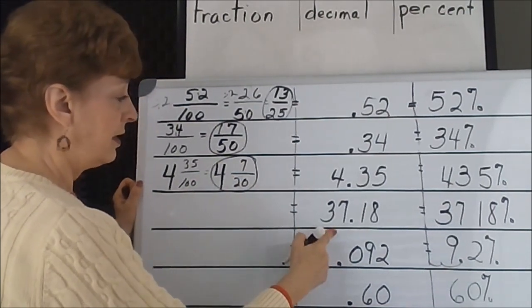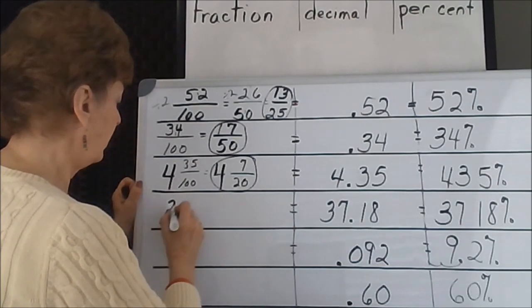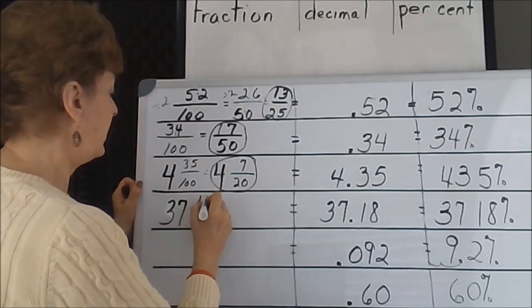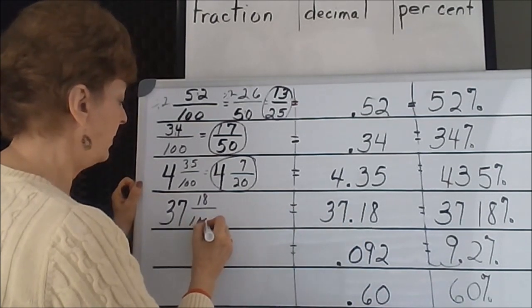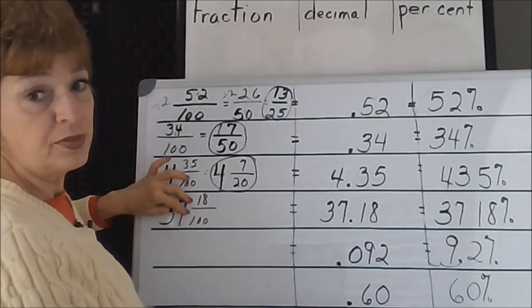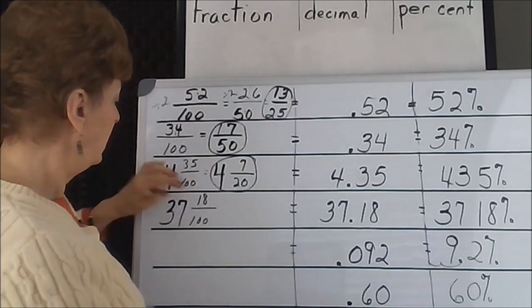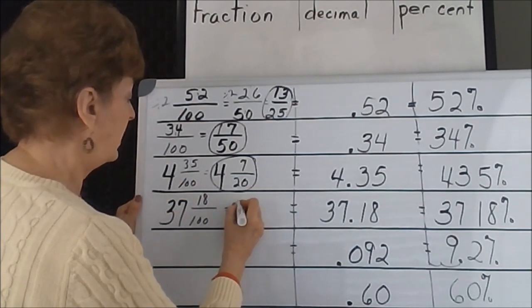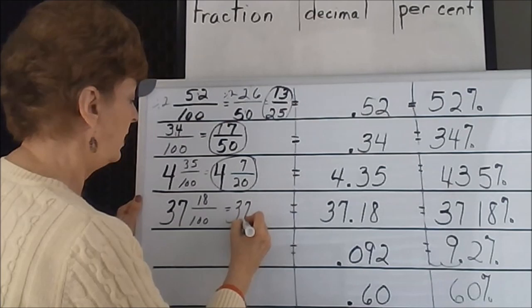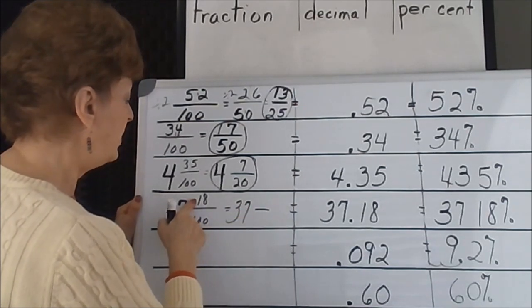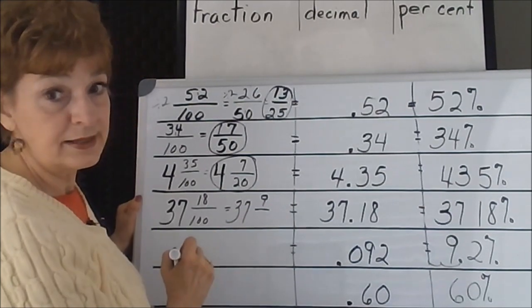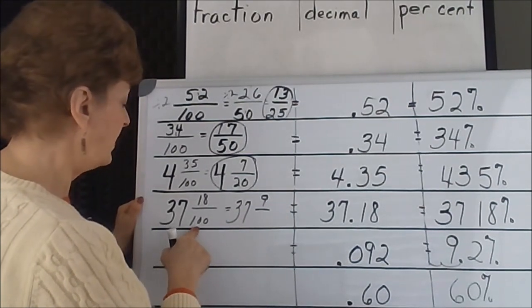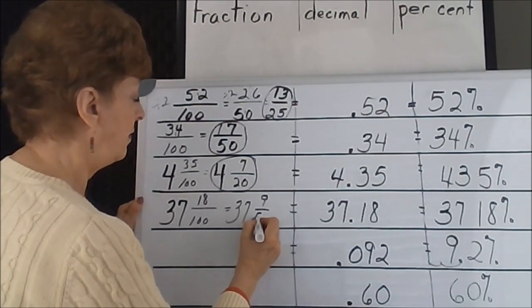37 is a whole number. 18 is our numerator. The 8 is in the hundredths column. Both are even numbers. Let's drag our whole number over so we don't forget it. 2 divides into 18 9 times. 9 times 2 is 18. And 2 divides into 100, 50 times.